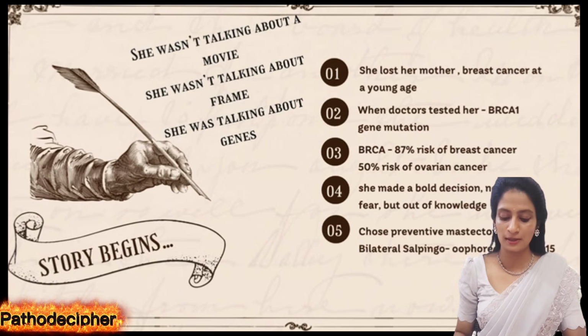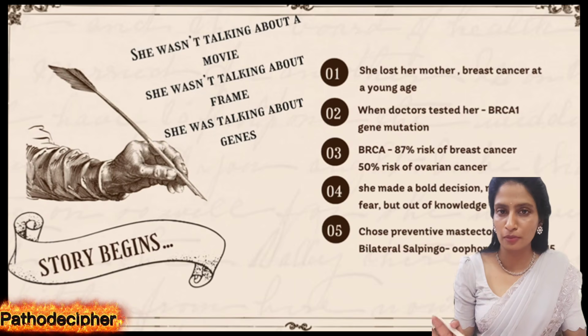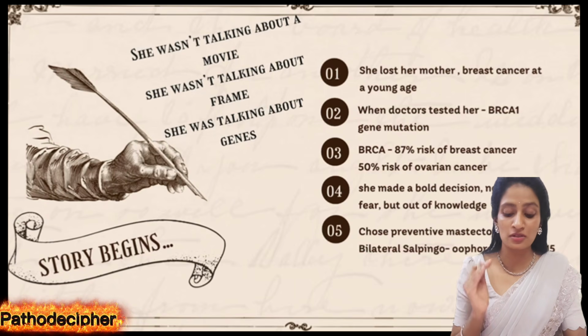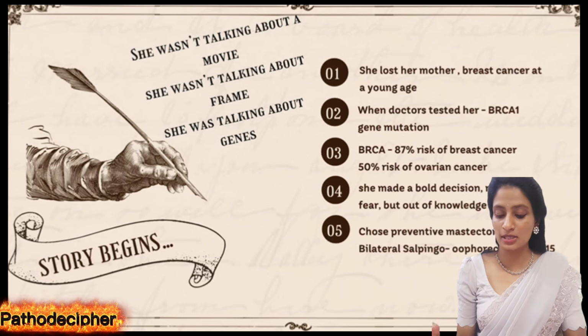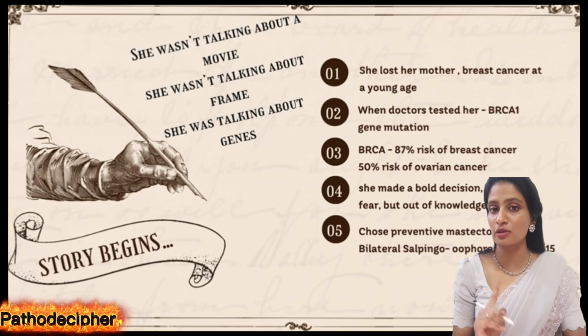That's what she did. She was not talking about the movie, she was not talking about the frame, she was talking about the genes. You people know that she lost her mother at a very young age due to breast cancer. So when the doctor tested her for the BRCA gene mutation, which carries an 87% risk of breast cancer and 50% risk of ovarian cancer, she came out BRCA positive, and she made a very bold decision, not out of fear but out of knowledge, because there is a risk of getting cancer.